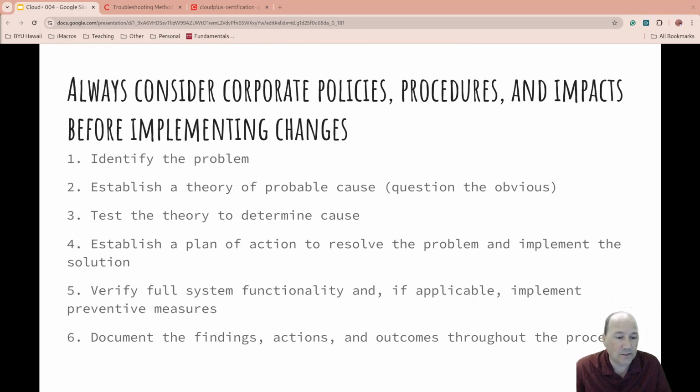So it's hard. Establish a plan of action to resolve the problem and implement the solution. Verify full system functionality and, if applicable, implement preventive measures. And then document the findings, the actions, and the outcomes from the process.